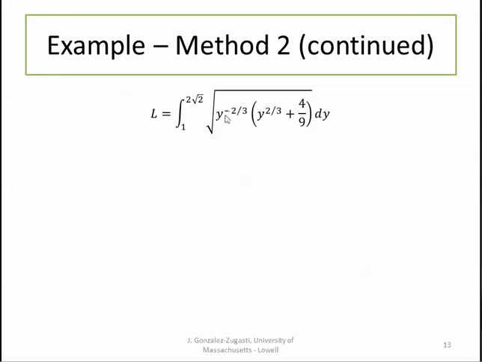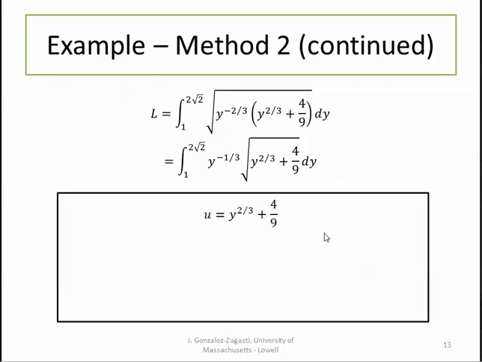If we factor out that y to the negative 2/3 from under the radical, then this is what it becomes. And now I can pull this y to the negative 2/3 outside my radical sign. It becomes y to the negative 1/3. And now if I do a u substitution with u equal to what's under the radical, look at what happens. When I find du, it's equal to 2/3 y to the minus 1/3 dy. There's that y to the minus 1/3. So this works out really nice.